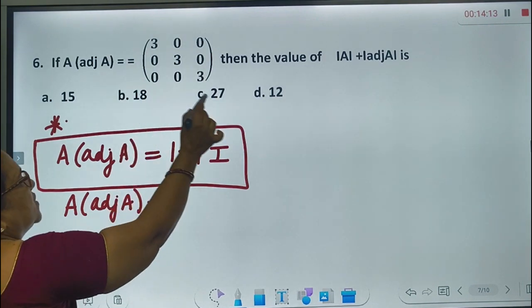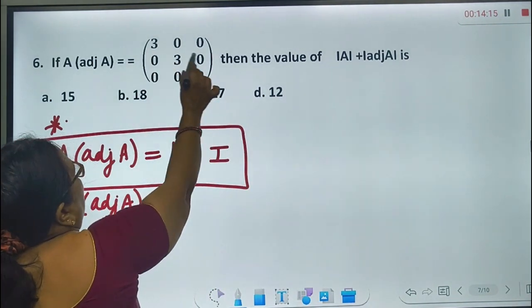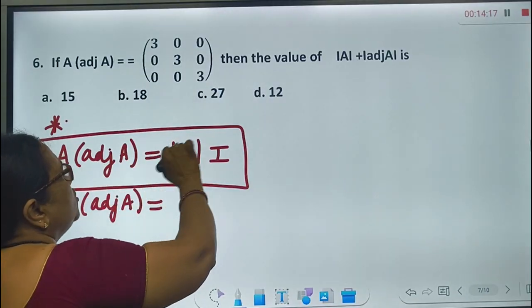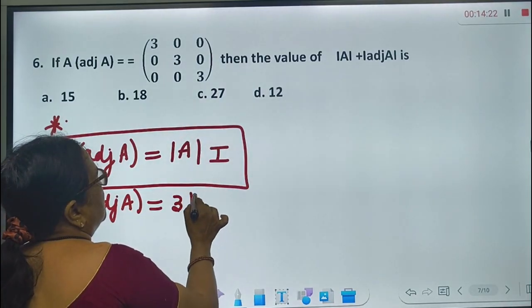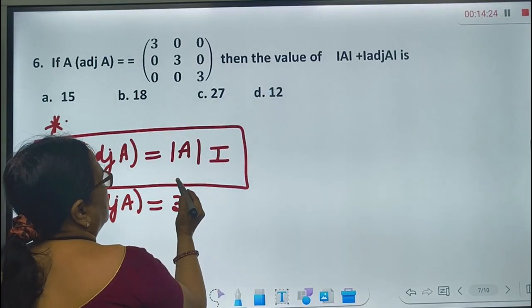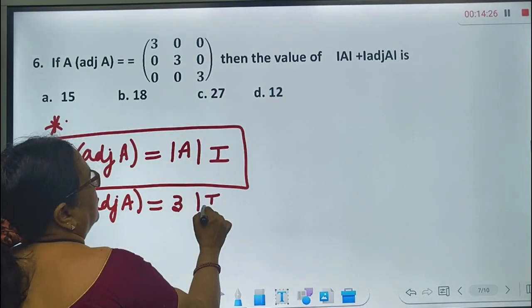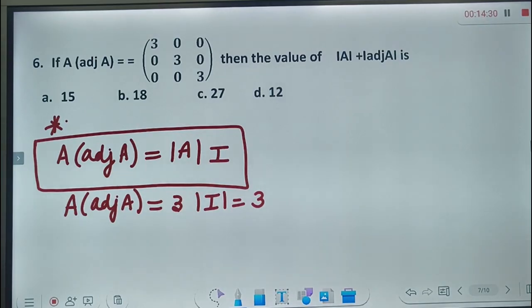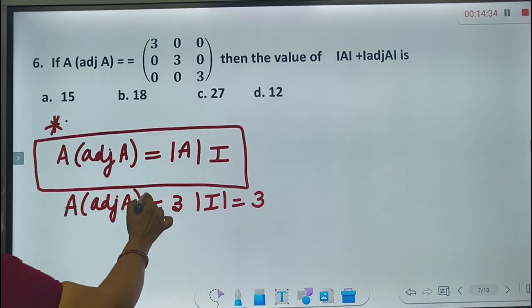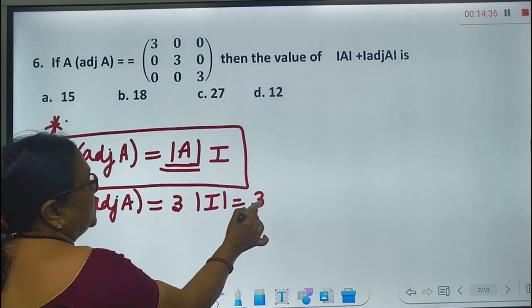I can write this as what? See, this is a matrix, so this is nothing but 3 times I. So 3 times determinant of I, which is 1, which is 3. So A into adjoint of A is 3. So what is determinant? That means determinant of A is 3.